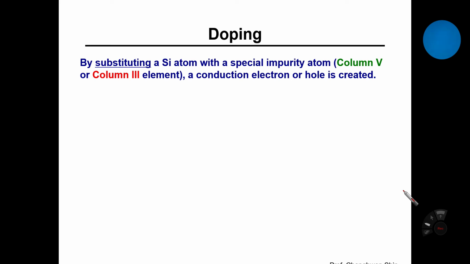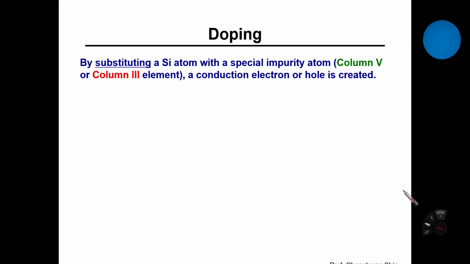Definitely, in the case of substituting a silicon atom with an impurity atom coming from column 5 or column 3, in either case, the total number of electrons as well as the number of holes would be modified together. So that total number of electrons and holes will be governed by the mass action law. So we're going to learn that later.